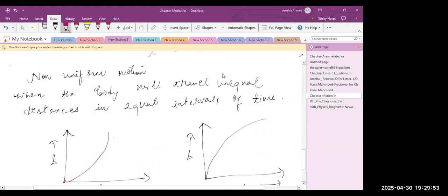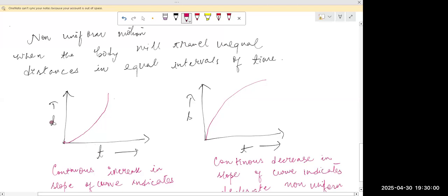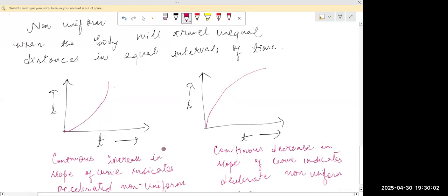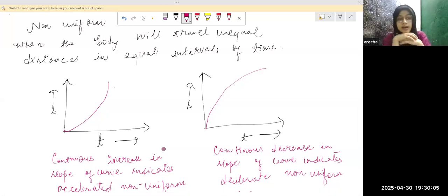So now this non-uniform motion is of two types, as we have discussed already. But this is the distance-time graph. We also have velocity-time graphs and acceleration-time graphs. In these kinds of graphs, we should know what the slope gives us and what the area gives us. When it comes to the distance-time graph, we don't talk about the area, but we talk about the slope. And what does the slope give us? Speed, right?